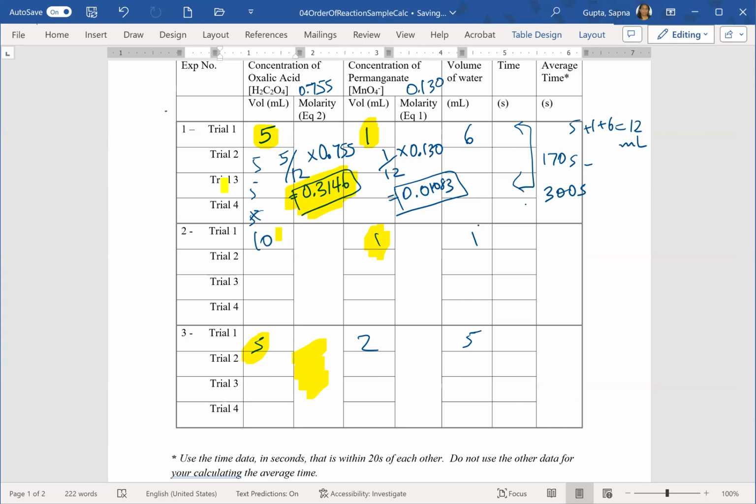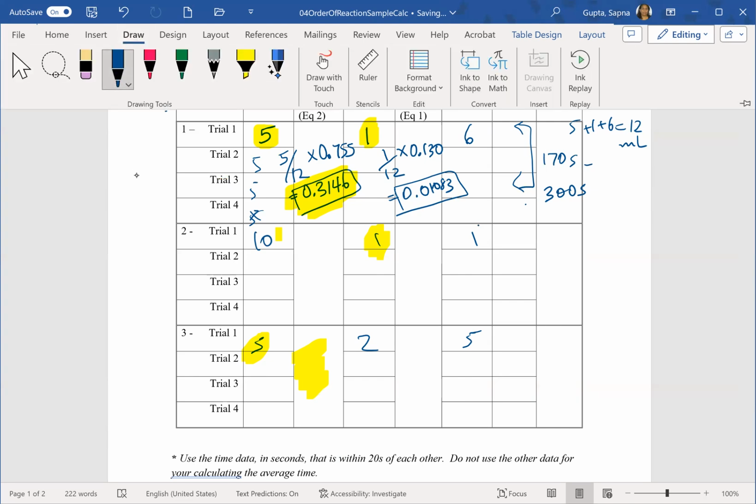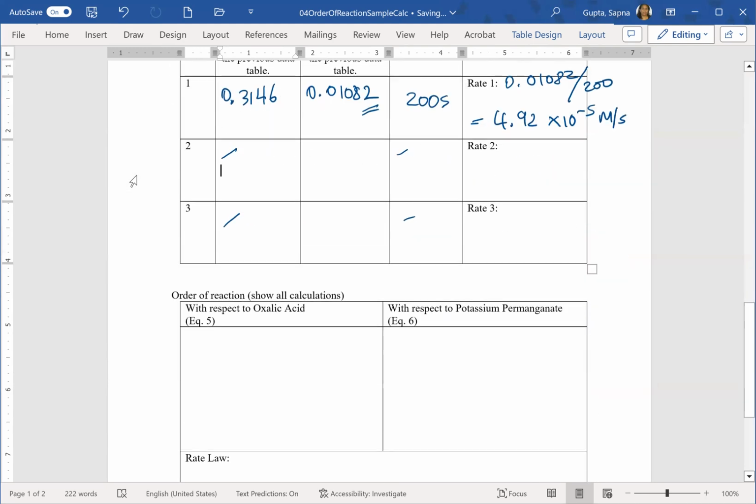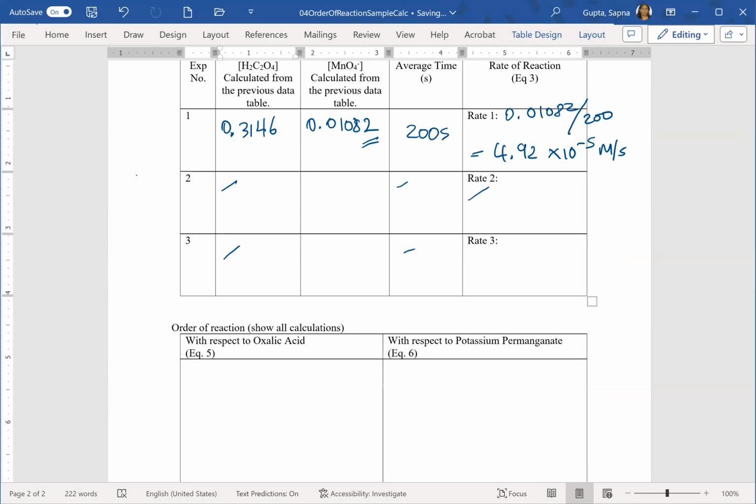For permanganate, it is experiment 1 and 2. Okay, so now when you do your calculations for the third part, which is the order of reaction, you have to find the rates. Over here also, you'll have to find the rates of reactions.